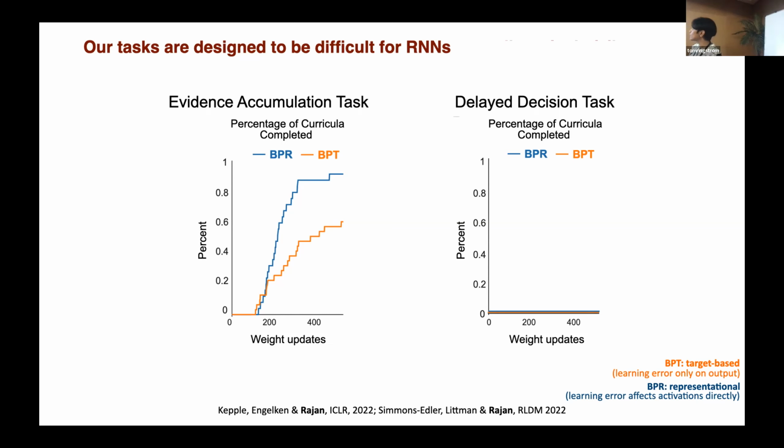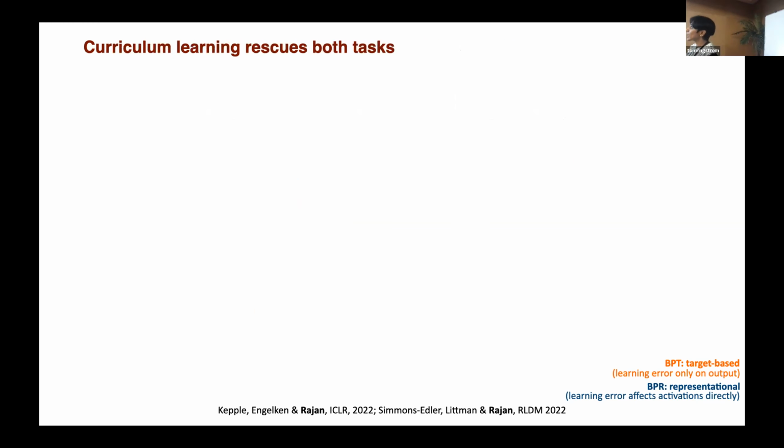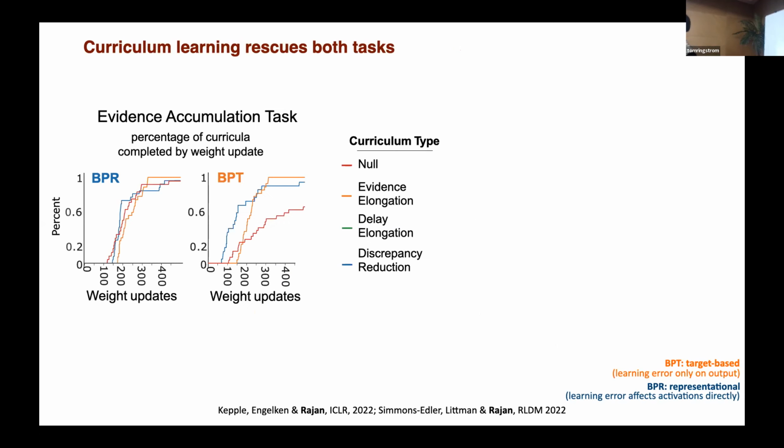Now, turns out that if you train, so what we're calling this is also a curriculum. This is just something we call a null curriculum. Turns out curriculum learning can rescue this failure mode of both of these tasks, and to different degrees. So let me tell you what that means.